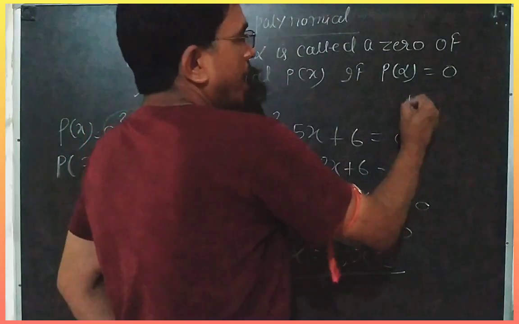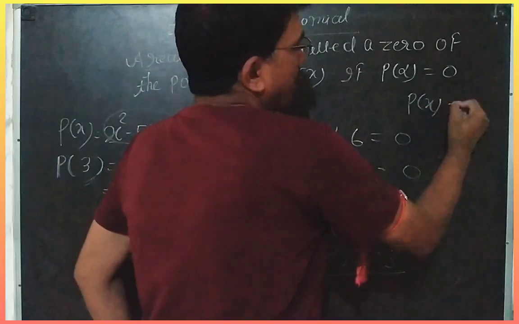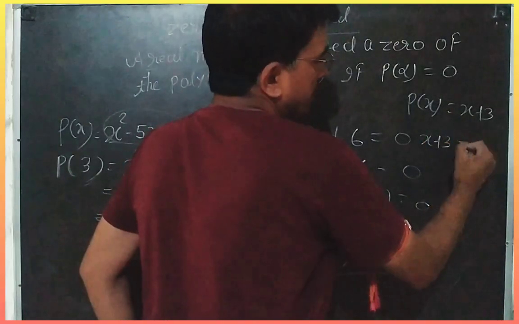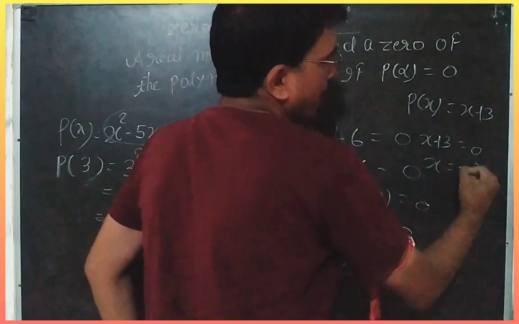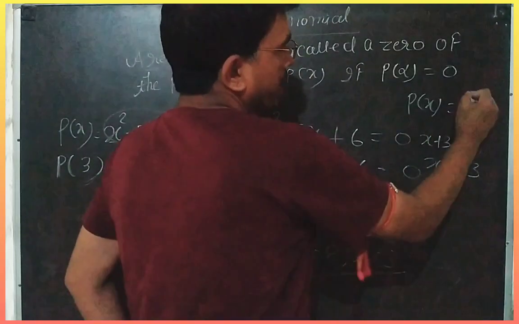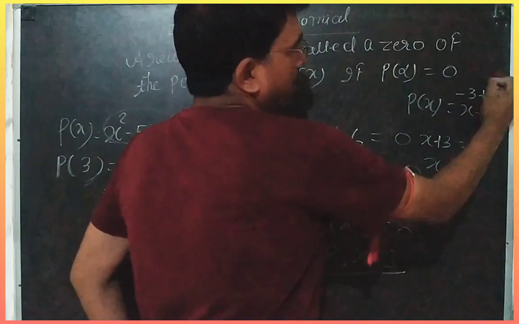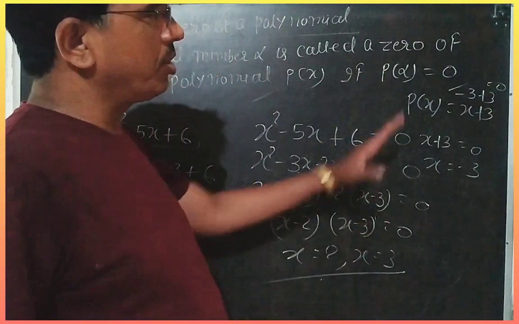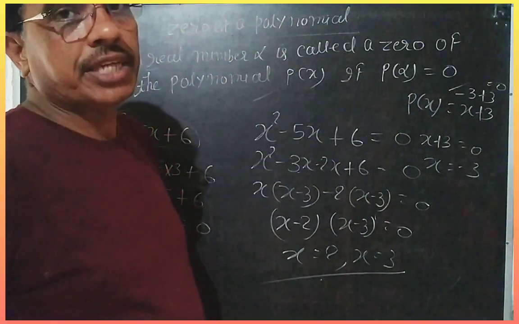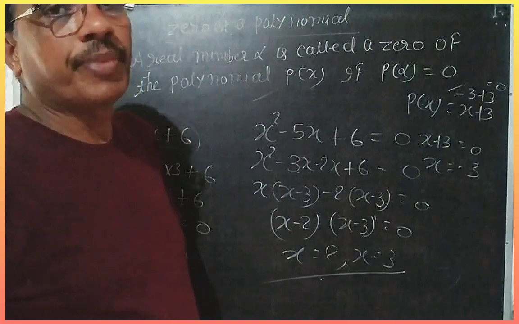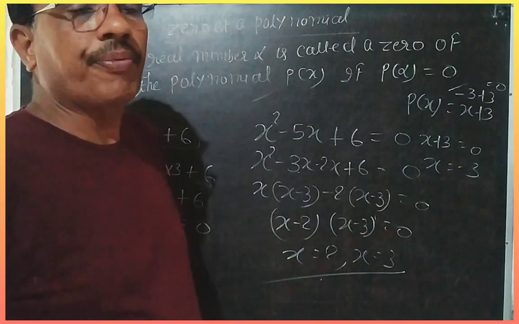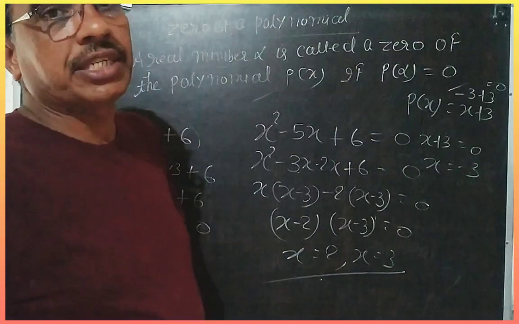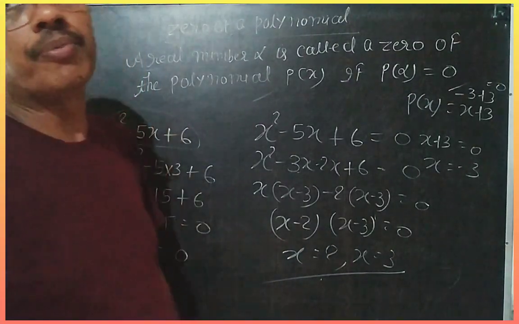Then the second question, like P(x) is equal to x plus 3. What is the zero of this? So similarly, we write x plus 3 is equal to 0. Then x is equal to minus 3. Then you substitute here minus 3. Then you get minus 3 plus 3 is equal to 0. Then it is clear minus 3 is the zero of the polynomial. So we can say in a clear way that any real number that we substitute at the place of x, and we get the solution 0, then that value of x is the zero of the polynomial.